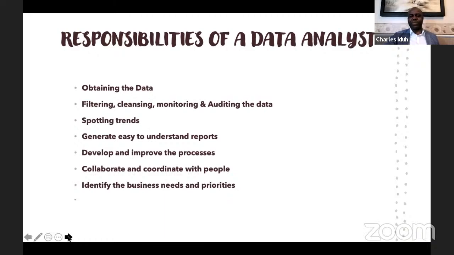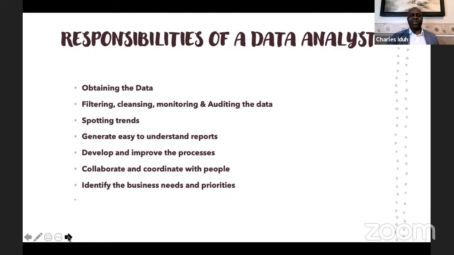Develop and improve the processes. In other words, you stand in the position to suggest, why can't we improve things this way? Why can't we work this way? Why can't we implement this to improve the data quality? Please note that word, data quality. To improve the data quality or to improve the data culture of the organization, all right?